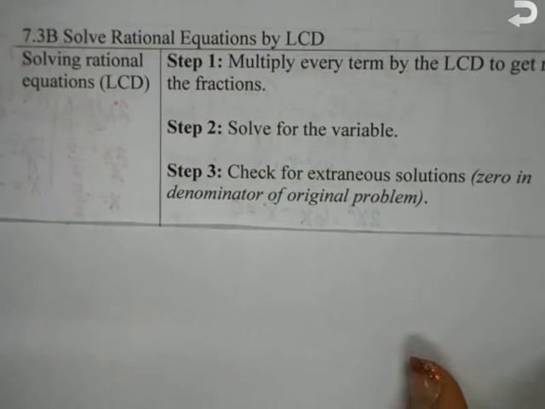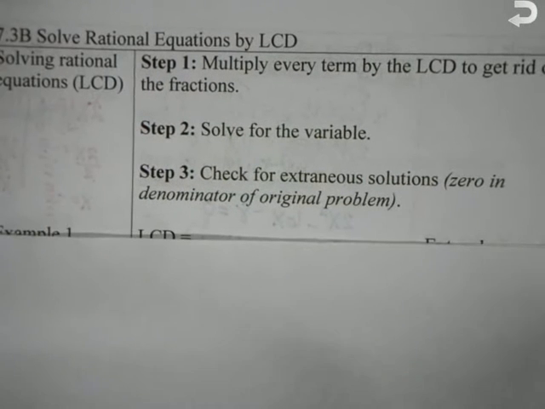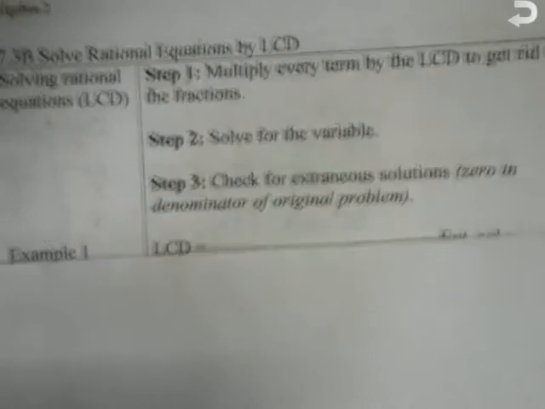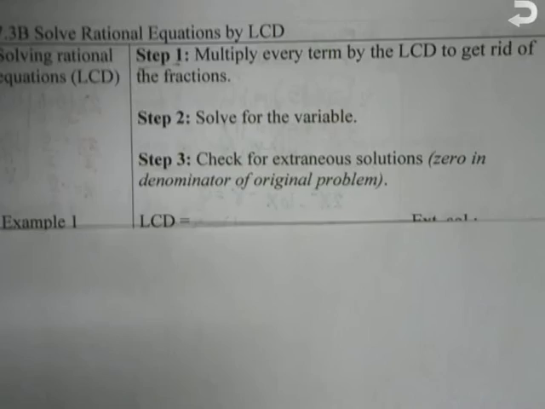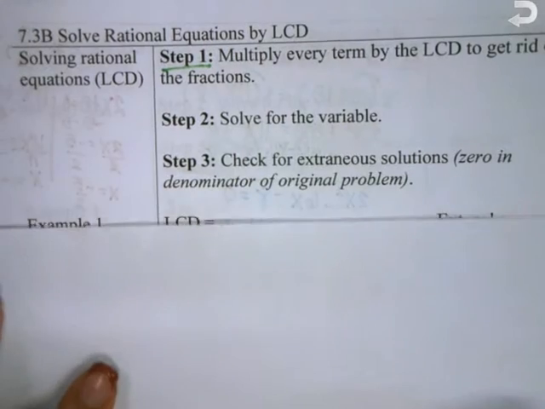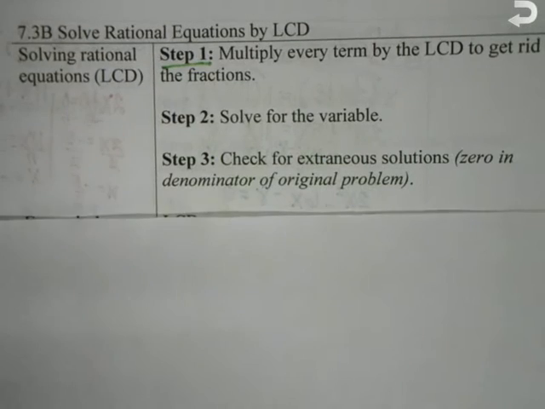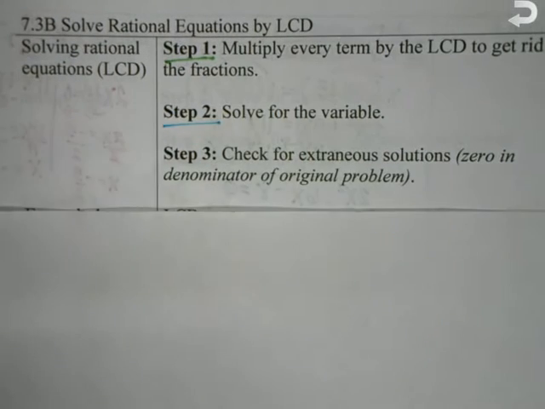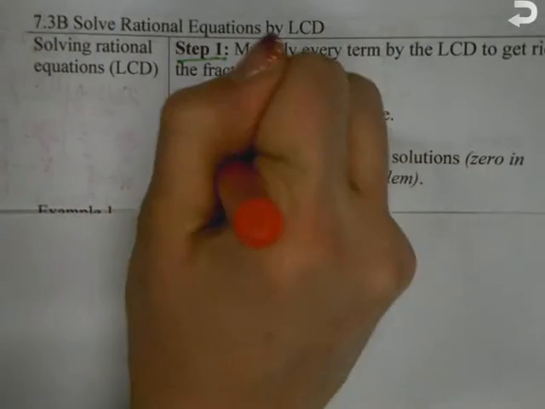Step 1, we are going to multiply every term by the LCD to get rid of the fractions, just like we did with the complex fractions. Step 2, we are going to solve for the variable. And then step 3, because we're still working with fractions, we do need to check for extraneous solutions again.